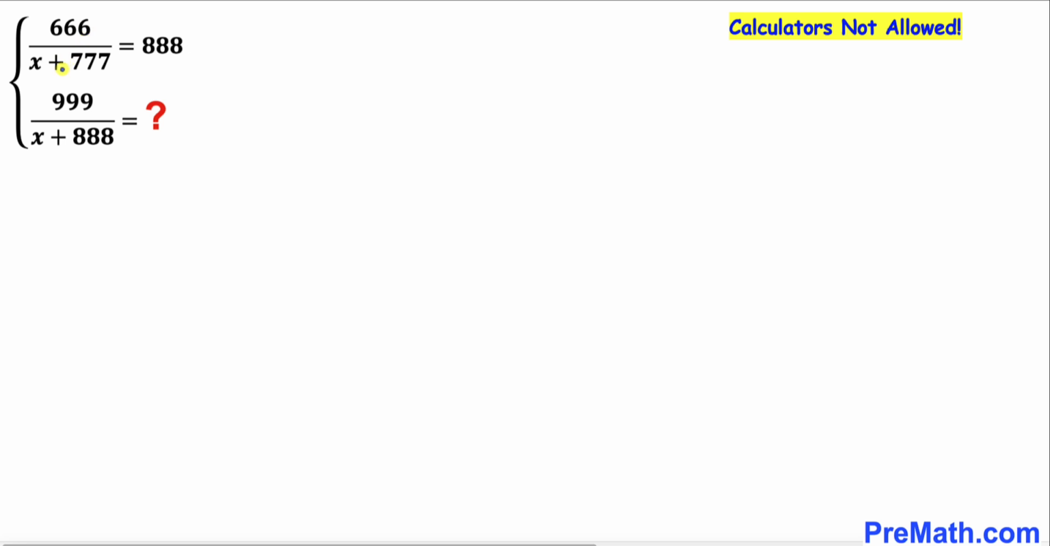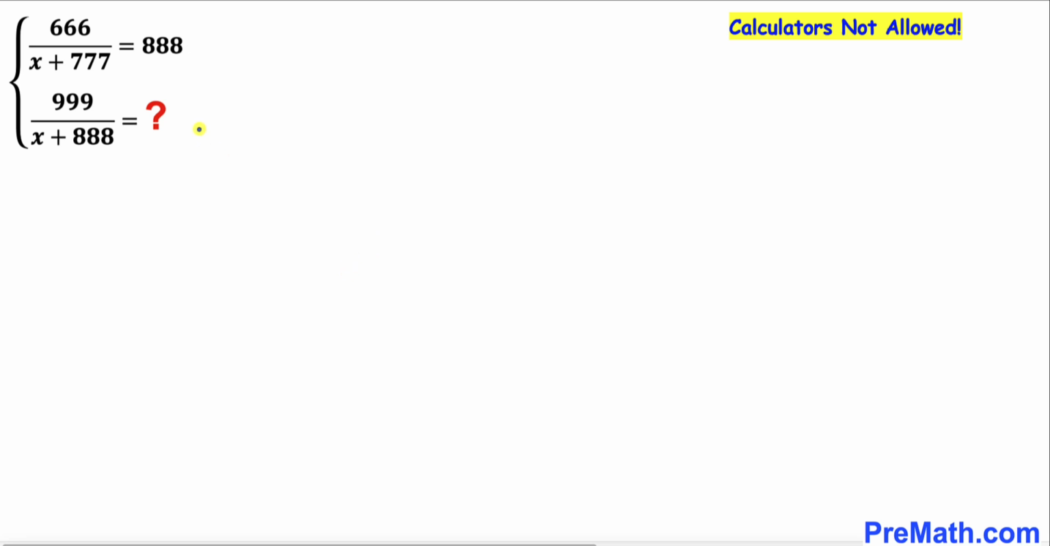In this video, we have got this rational equation: 666 divided by x plus 777 equals 888. And now we are going to find the value of 999 divided by x plus 888. And we are not supposed to be using a calculator of any kind.